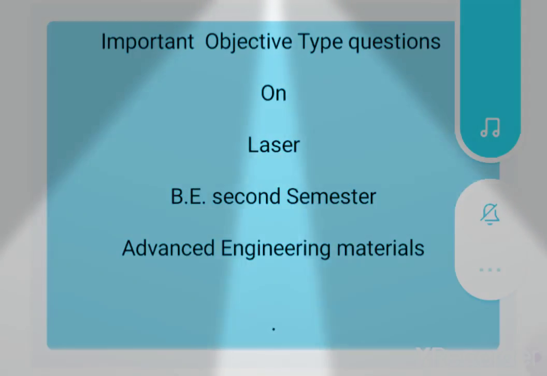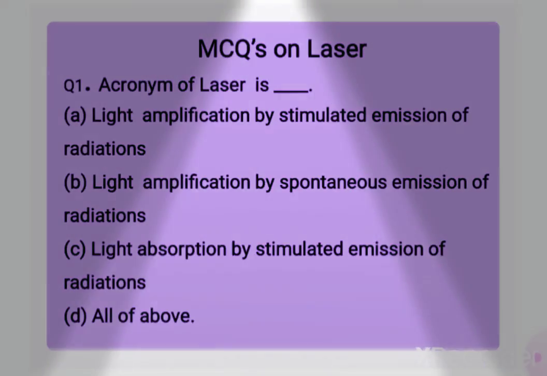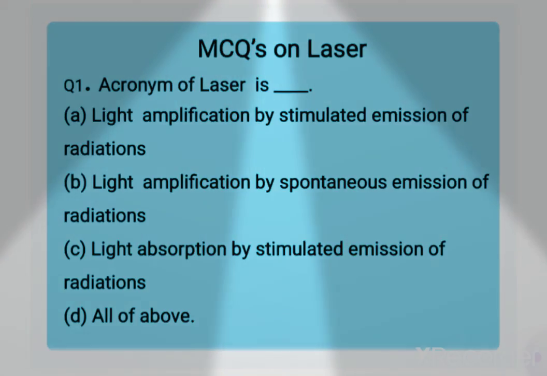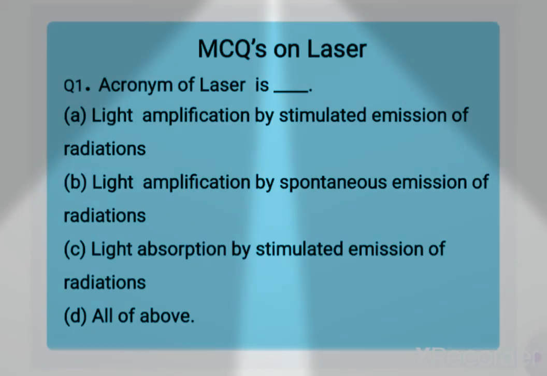Okay, so the first question is: the acronym of laser is... In this question we have to tell what is the full form of laser. The options are: A, light amplification by stimulated emission of radiation; B, light amplification by spontaneous emission of radiation; C, light absorption by stimulated emission of radiation; and option D, all of the above.